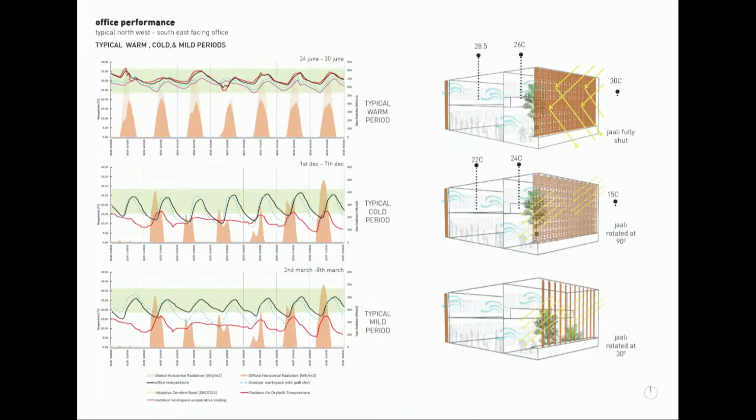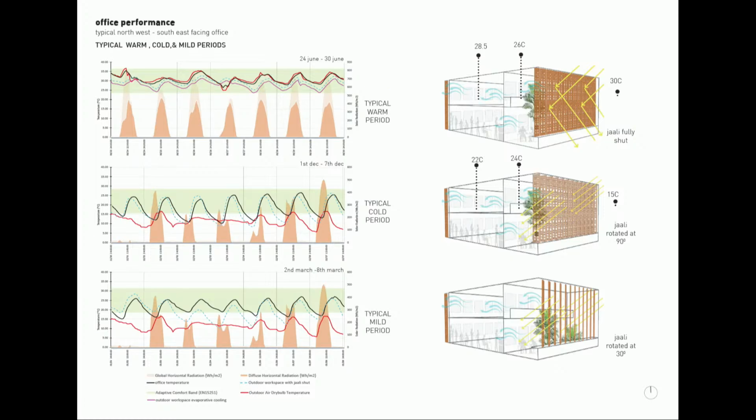Then the typical warm, cold, and mild periods were analyzed for the given module. And as you can see, the temperatures are falling in the comfort band after using the stages of the analytical work. And as you can see, in the typically warm period, the Jali is fully shut. So if it's 30 degrees outside, the protected outdoor workspace has 26 degrees, which is even cooler than the interior office, giving people an opportunity to actually step out and work in the outdoors.